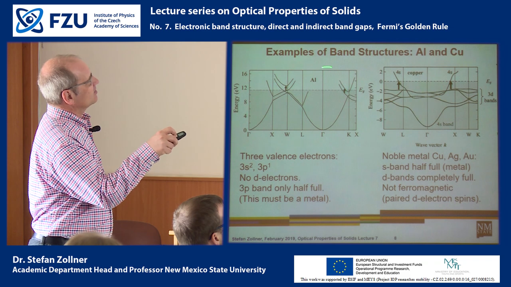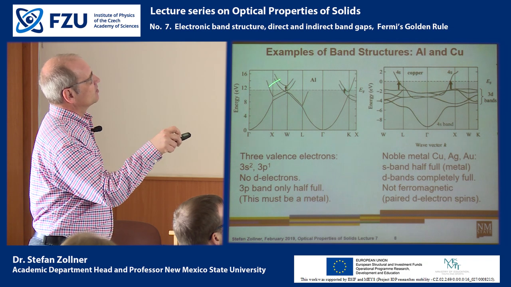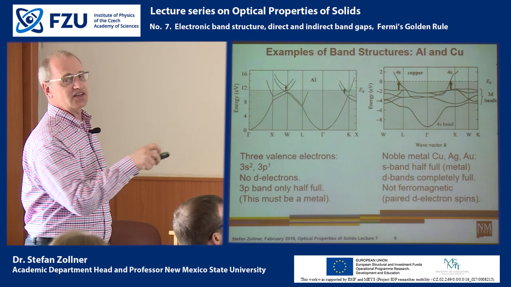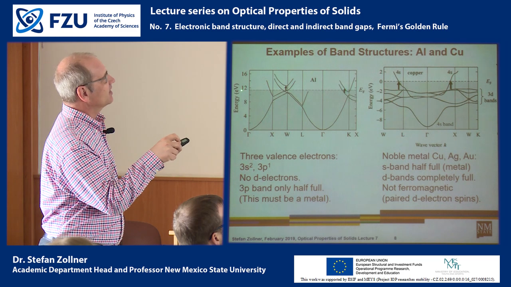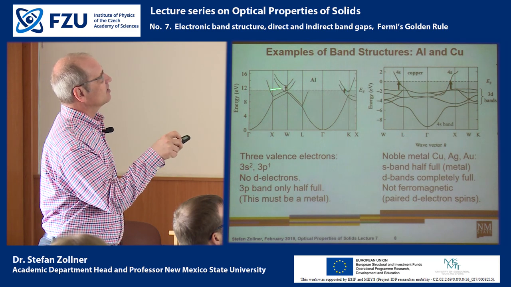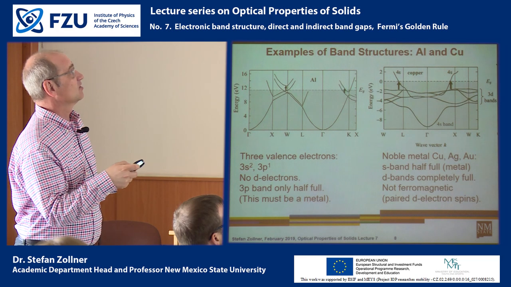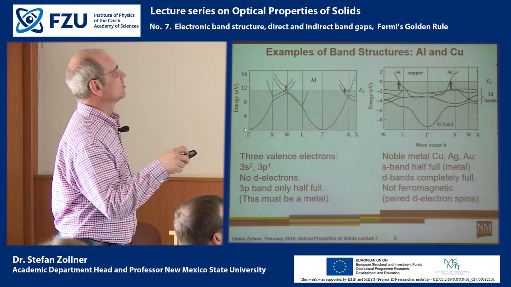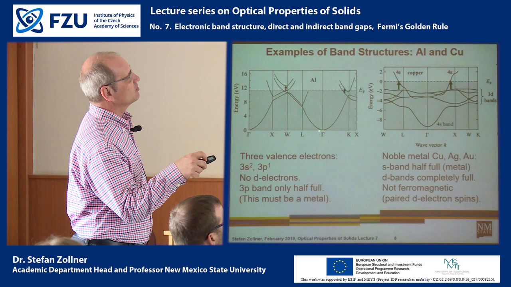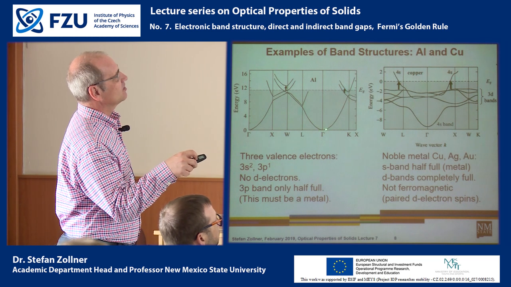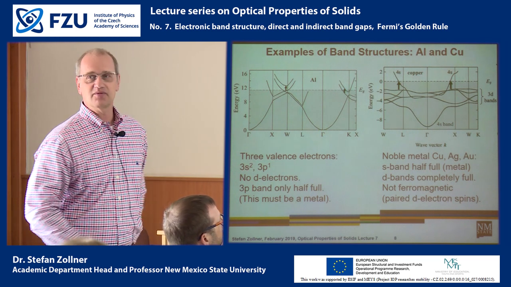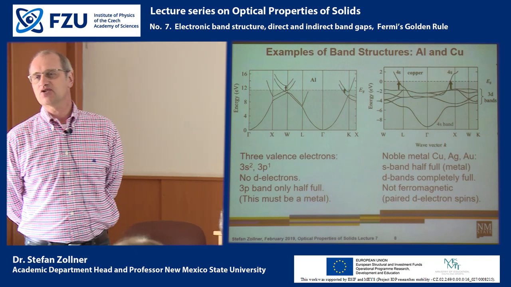But in this case, the people that drew this band structure did not use that convention, and instead, in their case, the Fermi level is at maybe 11 electron volts, and the zero energy reference level is where the 3s band of aluminum has zero energy. So it is just convention.